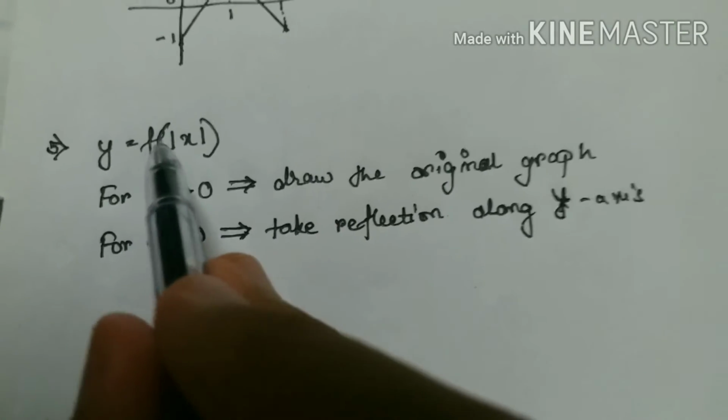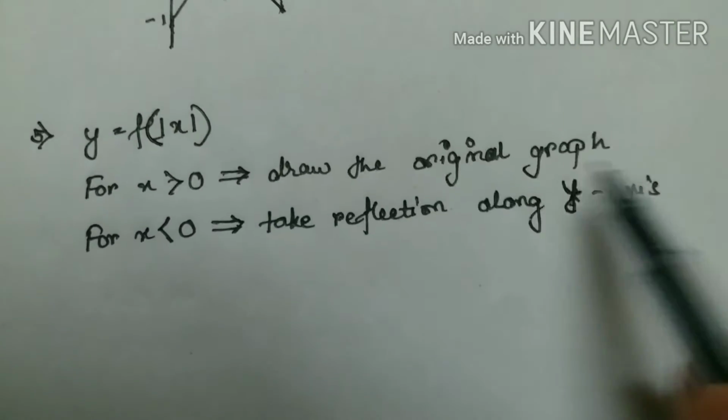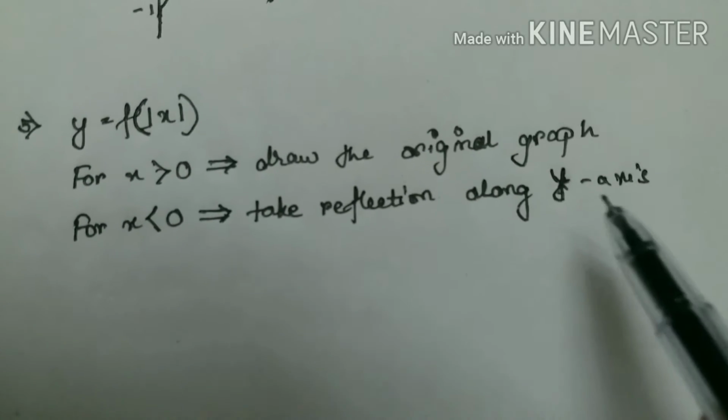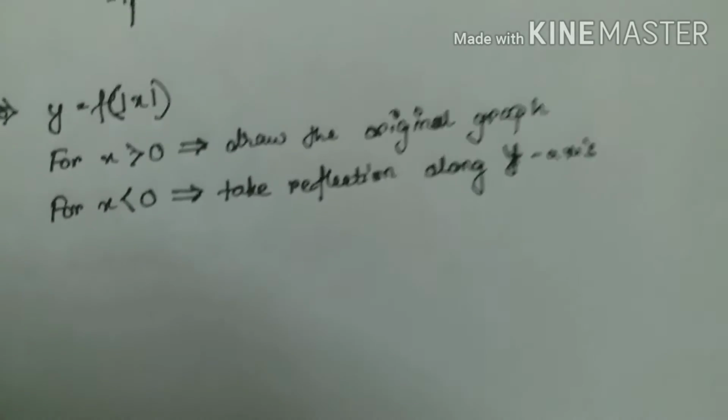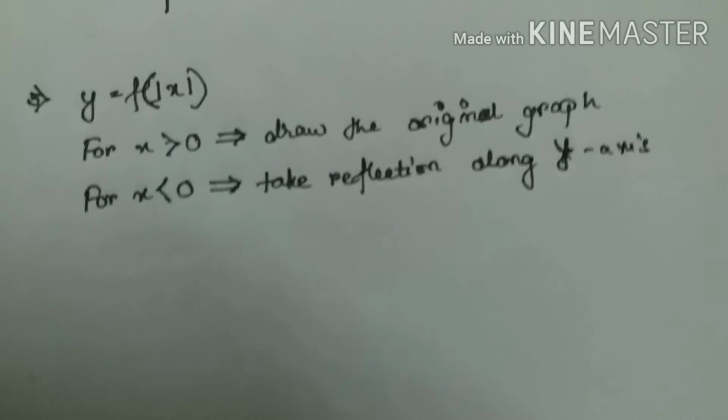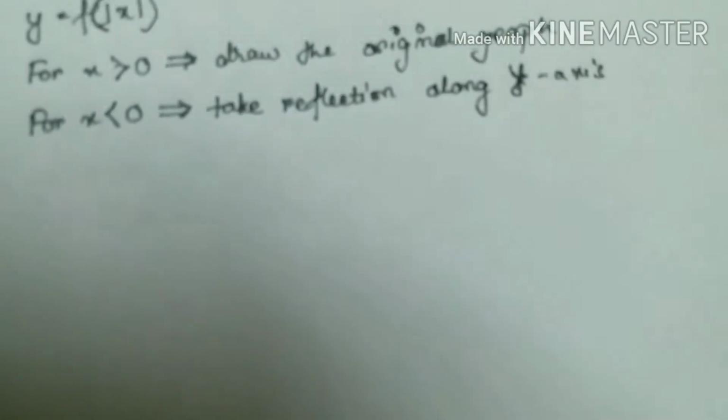Now the fifth type, y is equal to f of mod x. For x greater than 0, draw the original graph. For x lesser than 0, take reflection along y-axis. So I will give you an example, and then it will become much more clear. Let's see. So suppose you are given y is equal to f of x. The graph is like this.